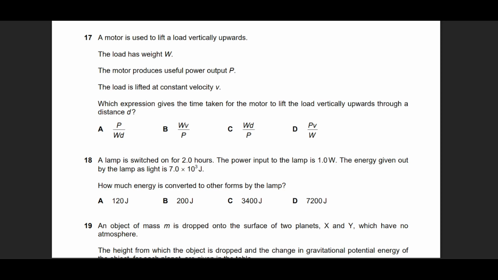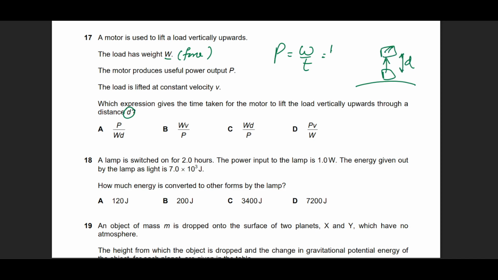A motor lifts a load W. He says which expression gives the time taken for the power to lift. Okay, no problem. So we have the formula for power, which is power equal to work done divided by time. And we know that the weight is actually a force. It has been lifted, let's say, up to a distance d, for example.